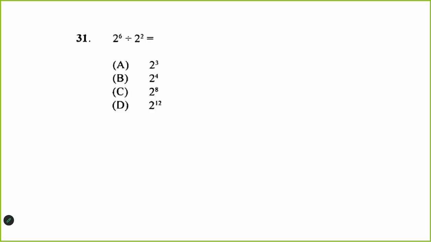Last one. When your bases are the same and you're dividing, you subtract the powers. 6 minus 2 is 4. So B is your answer. So it will be 2 to the power 6 minus 2, which is 2 to the power 4. And that is the end of section 6 algebra, from 2025 straight down to 2017.